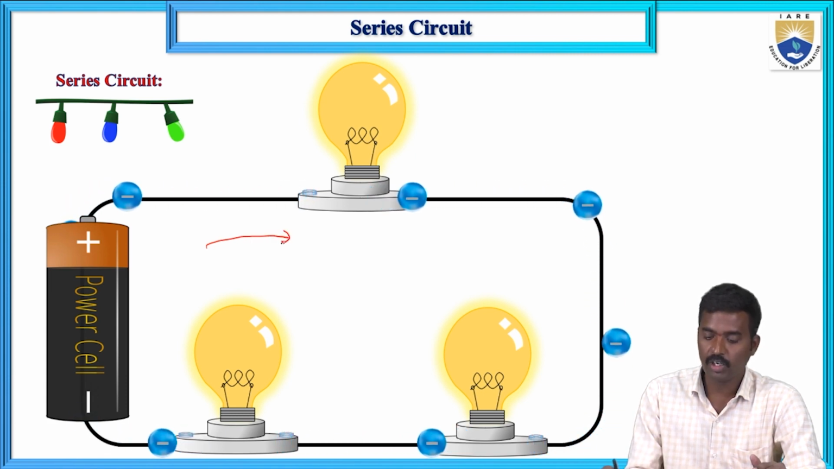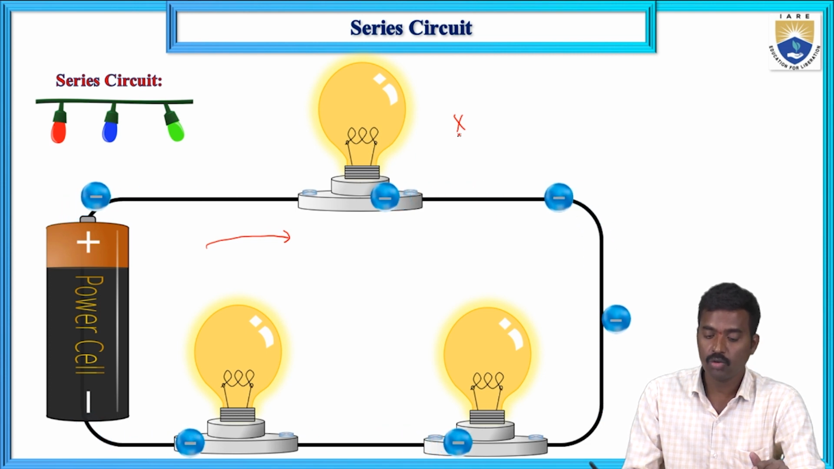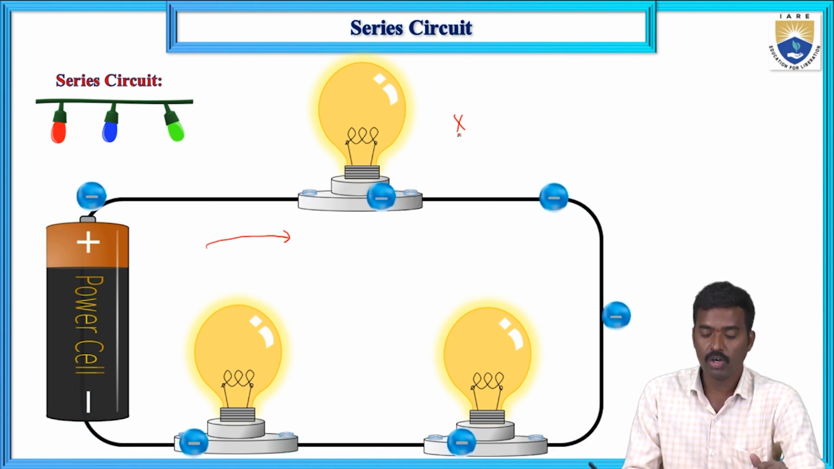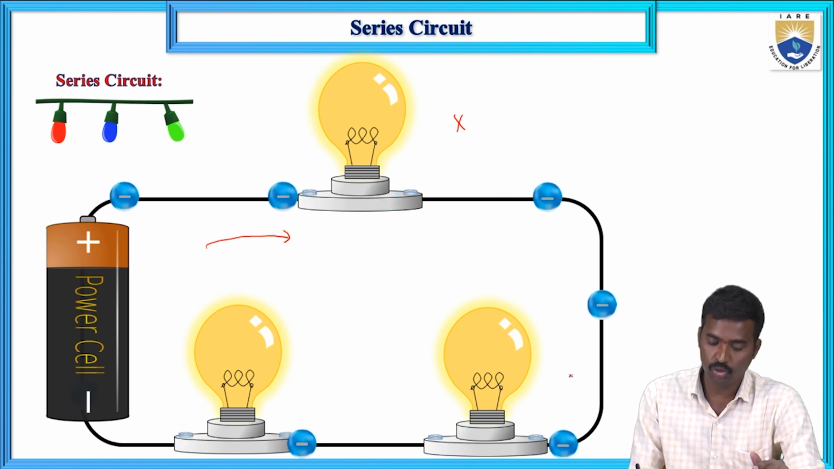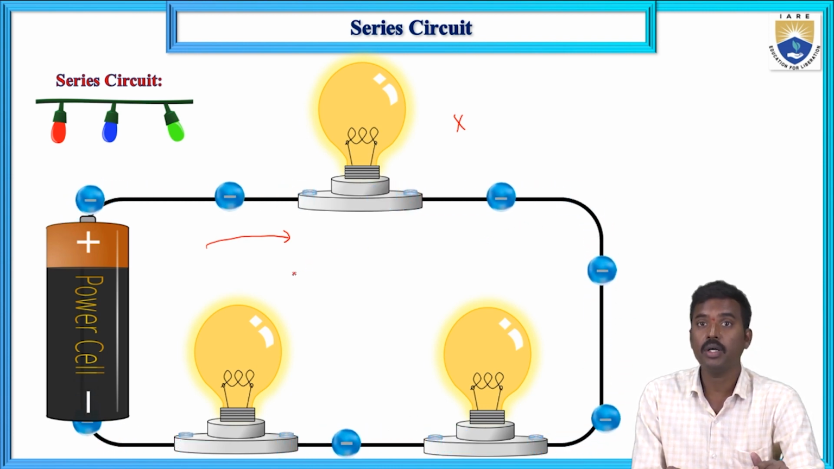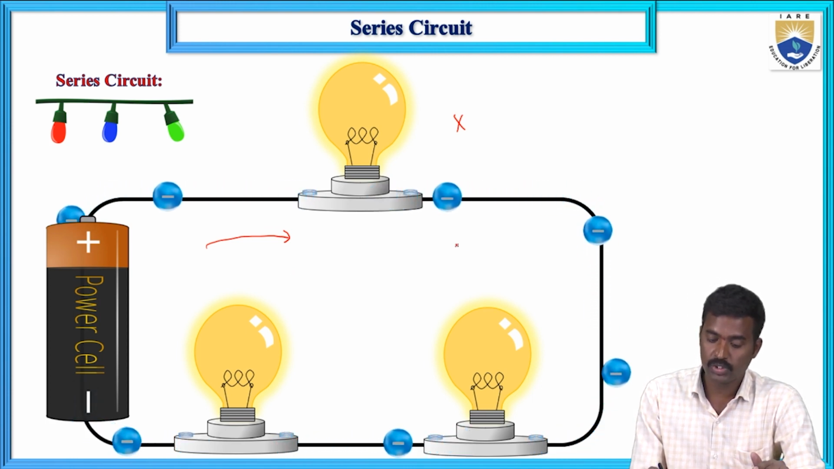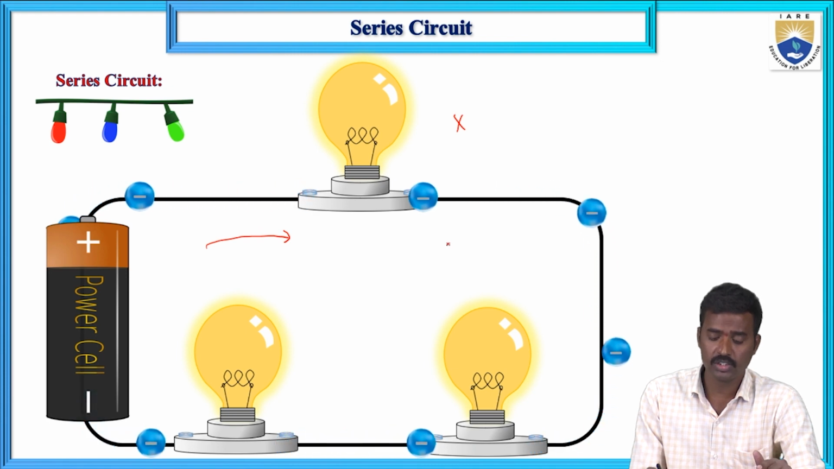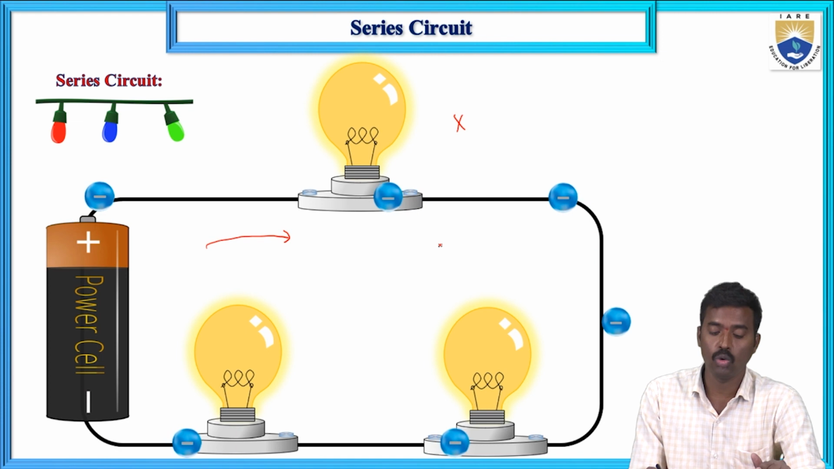Now if any one of the bulbs fails, breaks down, is broken or missing, what will happen to the circuit? There is no path for electrons because it will be an open circuit. Open circuit means no electrons flow from the negative terminal of the battery to the positive terminal of the battery. So no current flows in the circuit, which means no other bulb will glow.